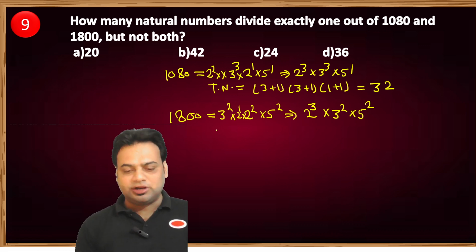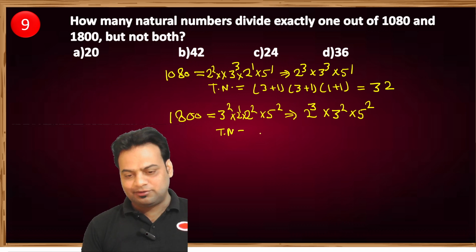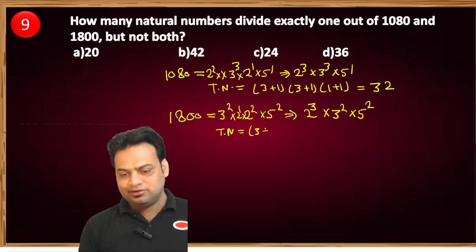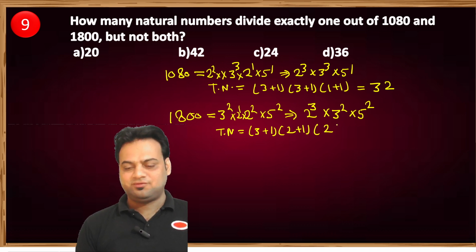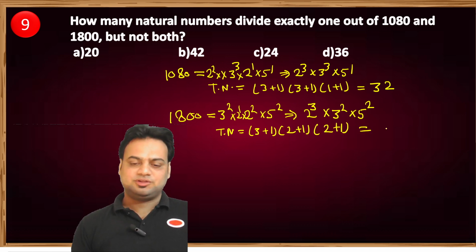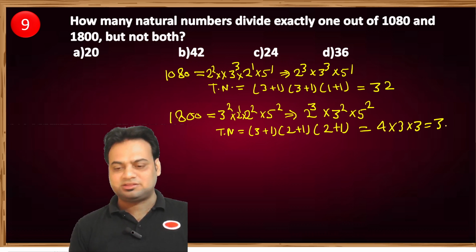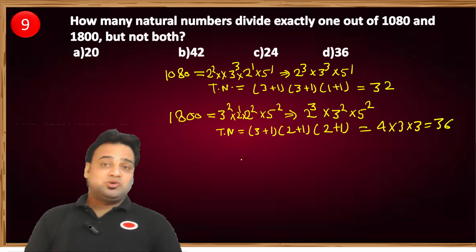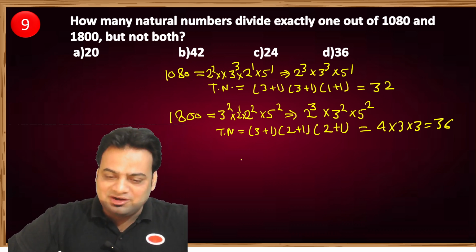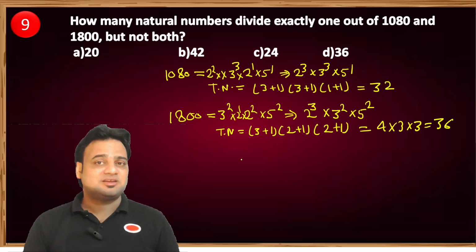So the total number of factors of this is how much? 3 plus 1, 2 plus 1, and 2 plus 1. So that is 4 into 3 into 3; 4 3s are 12, 3 12s are 36. So the total number of factors of 1080 is 32, and of 1800 is 36.